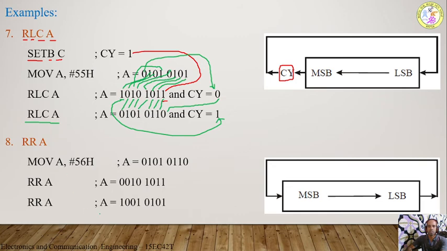Similarly, we can have the rotate right instruction. Rotate right accumulator. How we have done the left rotation, similarly we can do the right rotation. See here, as per this diagram, all the bits should be shifted towards right by one time, and the LSB bit will go to MSB bit. Now, for example, move A, 56. Take this data, rotate right accumulator.